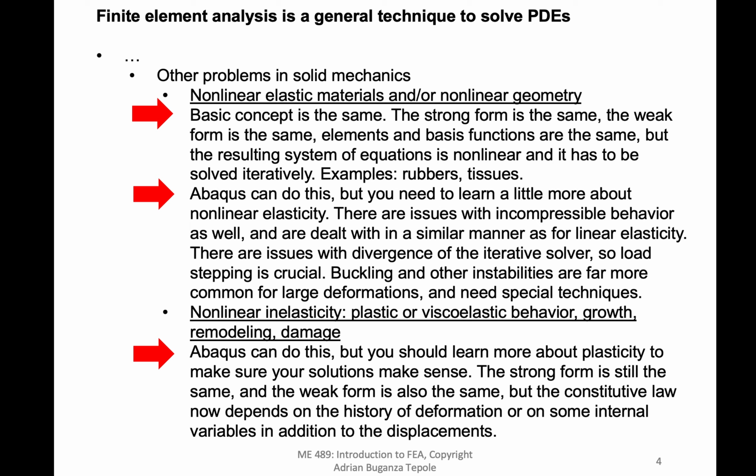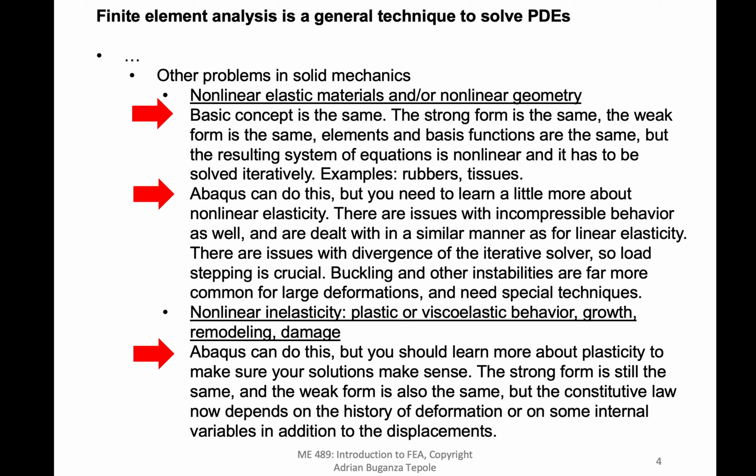So in that case, even though the strong form is the same, now you need to account for these changes in geometry. Because remember when you are doing the integral, you need to account for the changes in geometry. For the strain calculation, we have also been using the linear version of the strain, but there's a nonlinear version of the strain, so you also need to account for that.